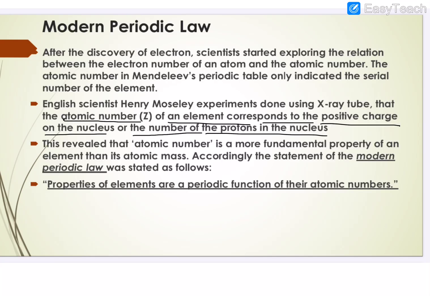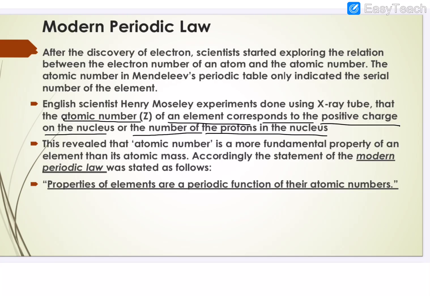We have seen that Mendeleev stated the periodic law. Now we are going to see the modern periodic law. The properties of elements are a periodic function of their atomic numbers. So the properties of elements, like mass, density, everything, are based upon the atomic number of that element.